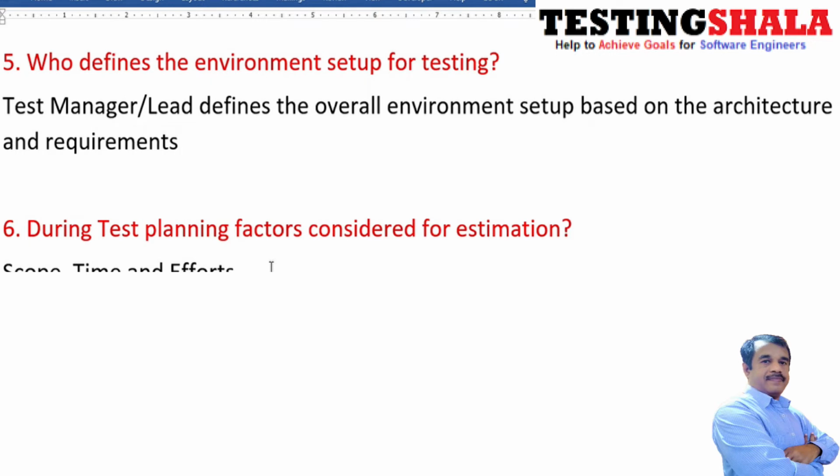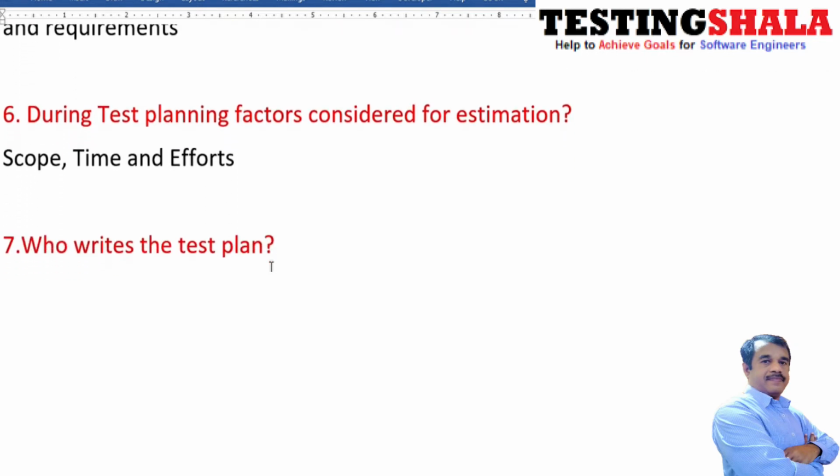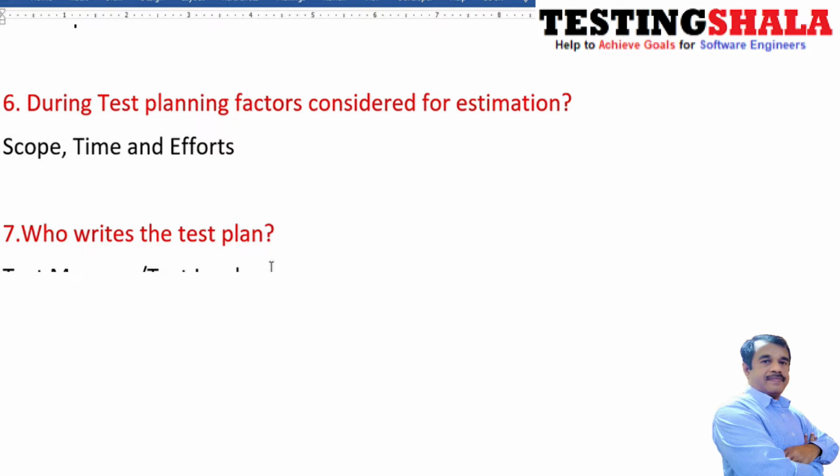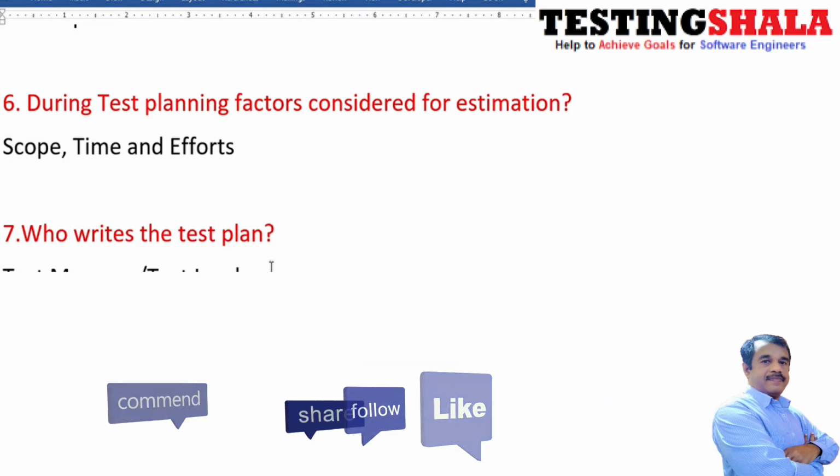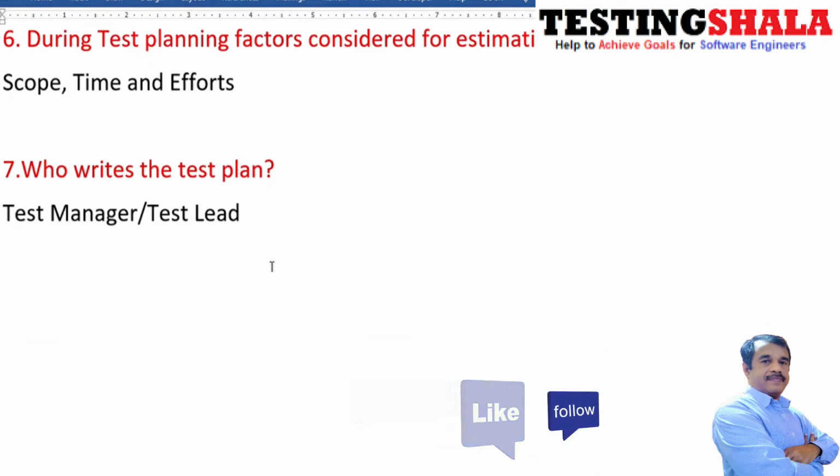Who defines the environment setup for a testing project? Either the test manager or a test lead defines the overall environment requirement, based on the architecture defined or based on the requirements defined. What are the different factors considered while performing estimation in test planning? We'll be considering the overall scope of the project, how much time is required, and how many resources are required. So basically that is all about effort. These are the three important critical factors we will normally consider while making an estimation.